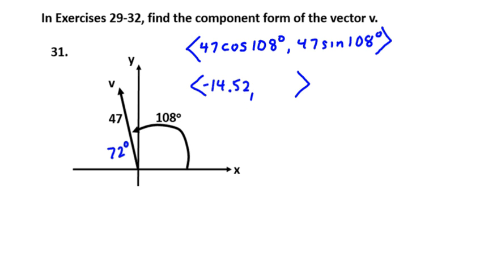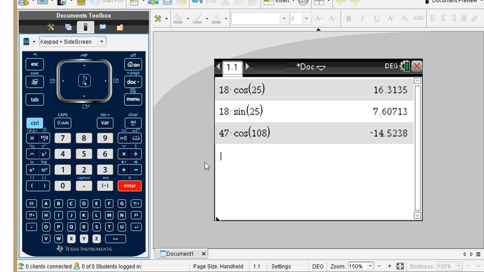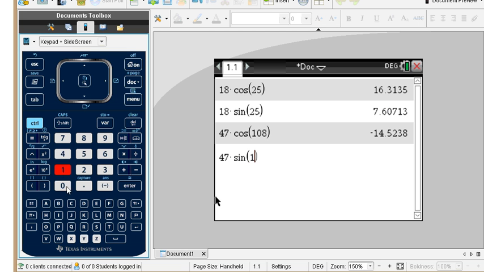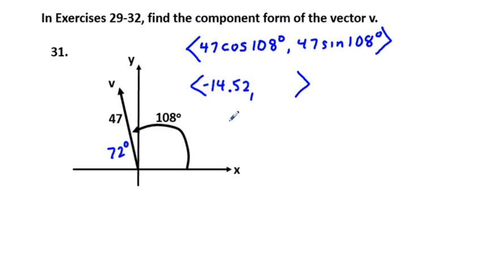Okay, and it makes sense to be negative, right? Because we're over here to the left of the y-axis. And next we have 47 times sine of 108 degrees. We get 44.69, actually would round to 70, right? 44.70. So really, that's quite a simple problem.